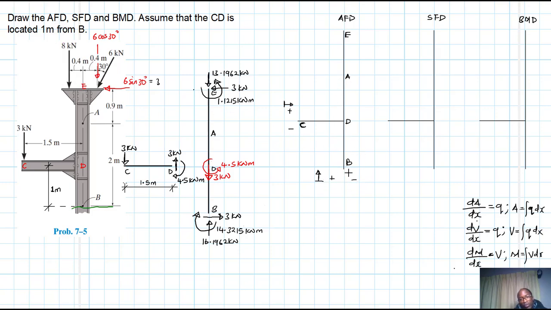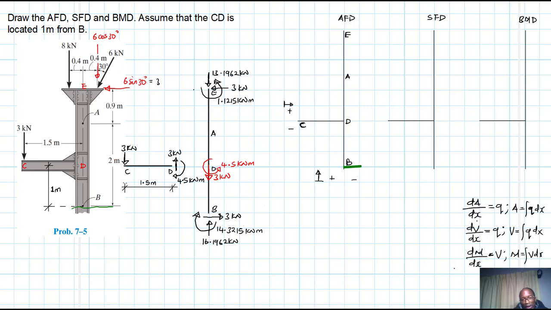We are going to be moving from B going towards E for the column, and then for the beam we have positive up, negative down. Then we're going to be moving from C to D like I've indicated with these arrows. You've seen, right? Great. All right, let's get moving. So at B we have an axial force of how much?